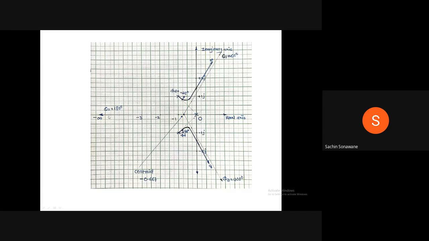First branch is 0 to minus infinity, a horizontal line towards the left side. This is the second branch, and this is the third branch. Okay, we will stop here, and in the next practical again I will take 2 to 3 problems, and then this chapter will be over.